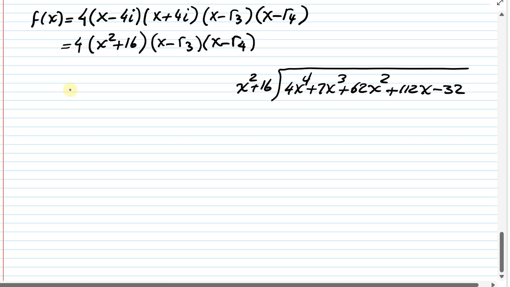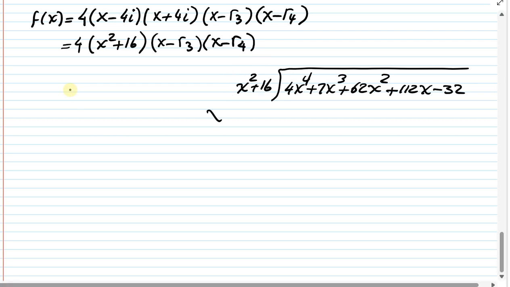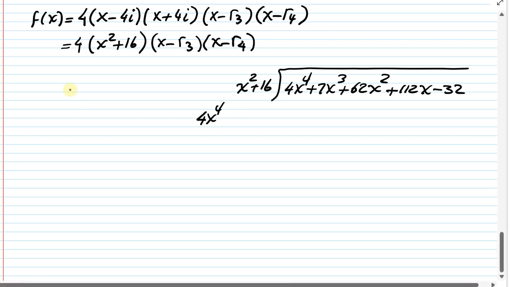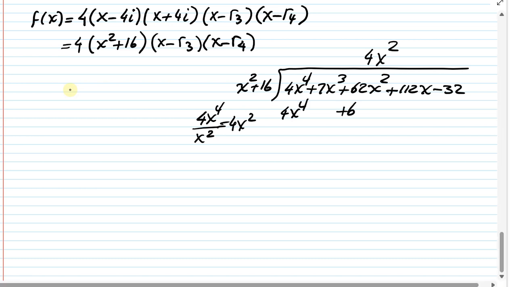Okay, let's do that. So how is this going to go? Well, we're going to divide first term by first term in our long division. We cannot do synthetic division, by the way, because that's x squared plus 16. It only works with x minus c. Synthetic division has to be by a binomial like that. So you're going to divide 4x to the 4th by x squared. And what do we get? We get 4x squared. That's the first term in the quotient. Then multiply by x squared, we get 4x to the 4th plus 4 times 16 is 64x squared.